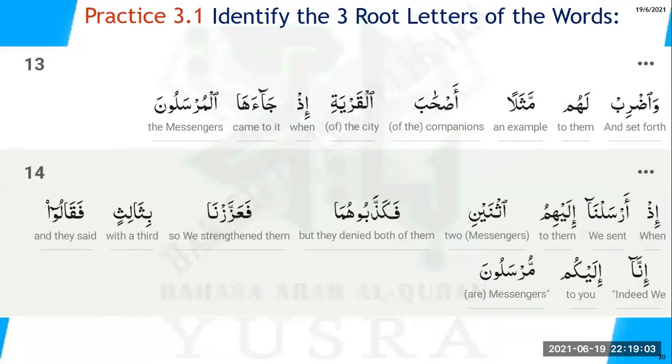Now let's look at these words. Identify the nouns, then identify the root letters and tell Ustaz. For example, why do you say it's a noun? Because of the tanwin, the fathatayn.